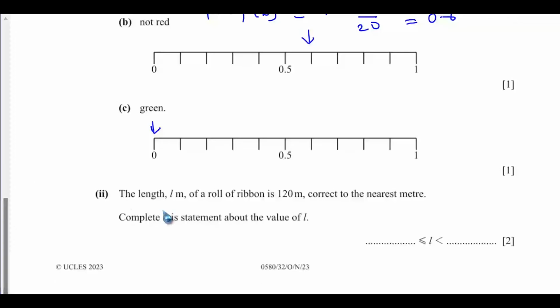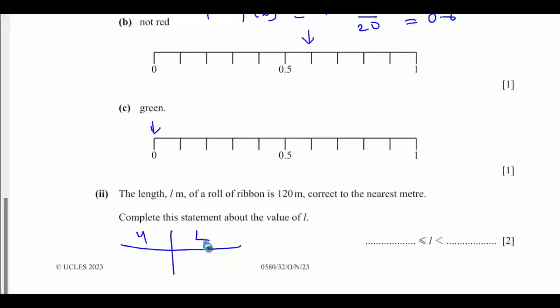Then Roman figure 2: the length L in meters of a roll of ribbon is 120 meters, correct to the nearest meter. Complete the statement about the value of L. So we need to get the lower and upper bounds of L. To do this, it is very simple. You can draw a table like this. So this will be for the upper bound and this will be for the lower bound.